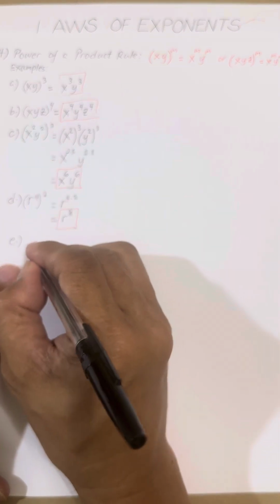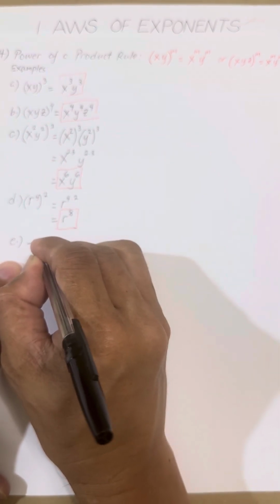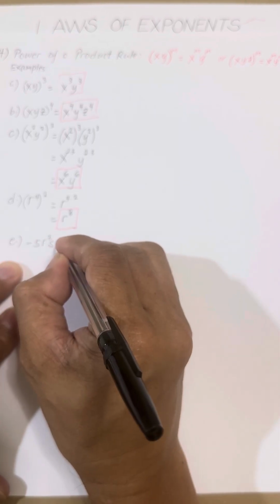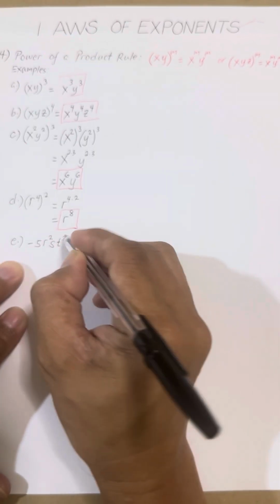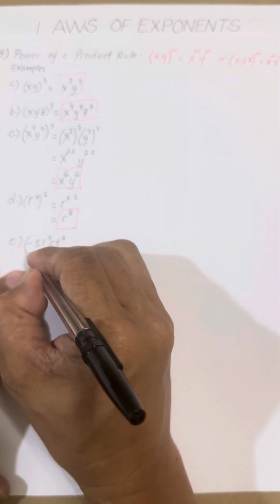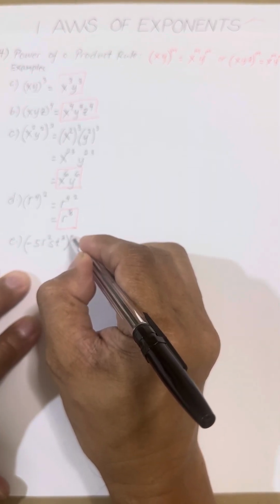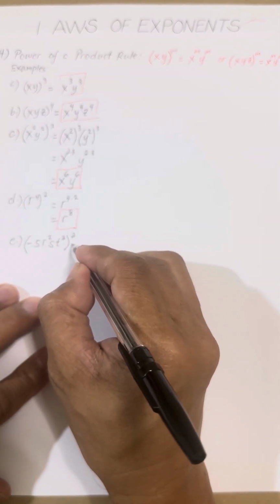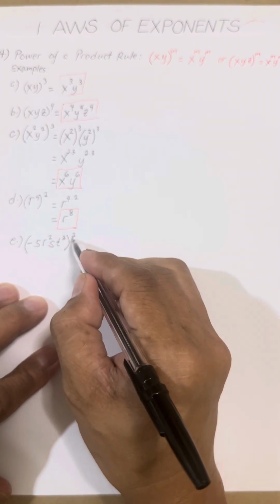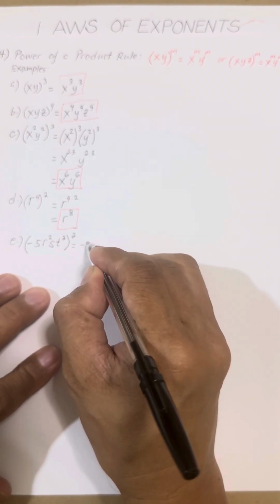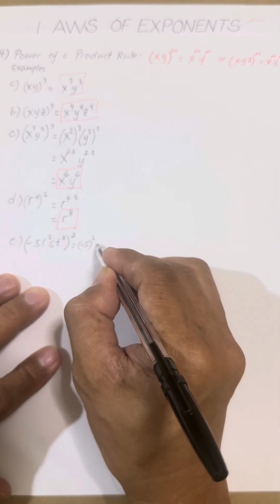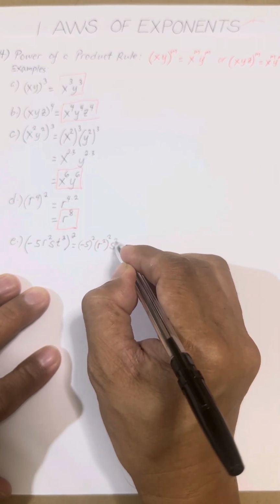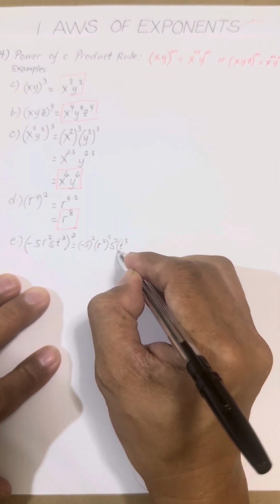So another example, if you are given negative 5 times r squared times s, then times t cubed, or t to the power 3, and then everything raised to power 2. So this is equal to, let's distribute the power. So we have negative 5 raised to the power 2. Then we have r squared raised to the power 2. Then we have s raised to the power 2. Then t cubed raised to the power 2.